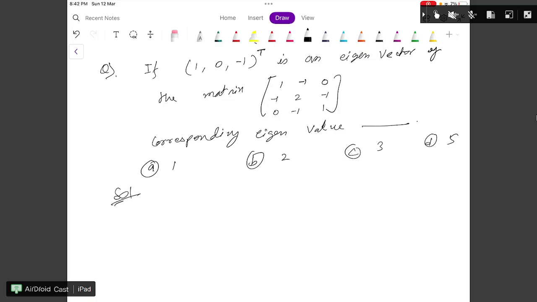So I will again use the similar equation Ax = λx. So just write down the given matrix.